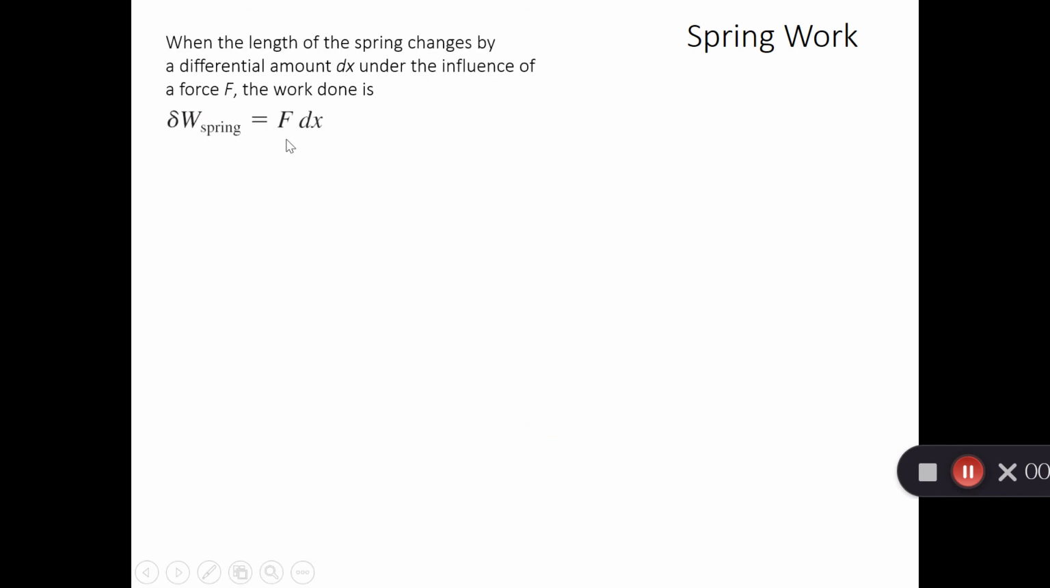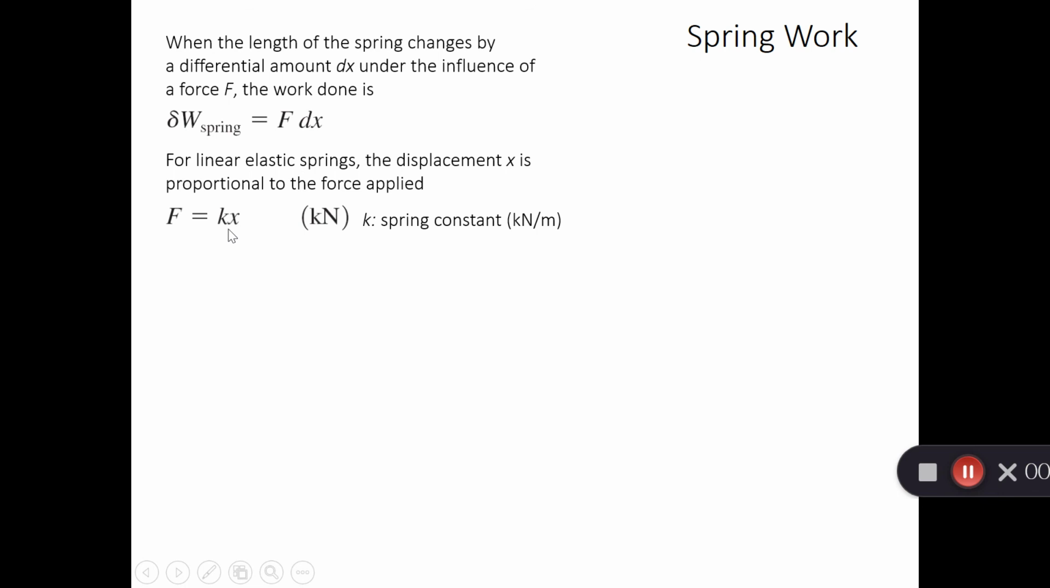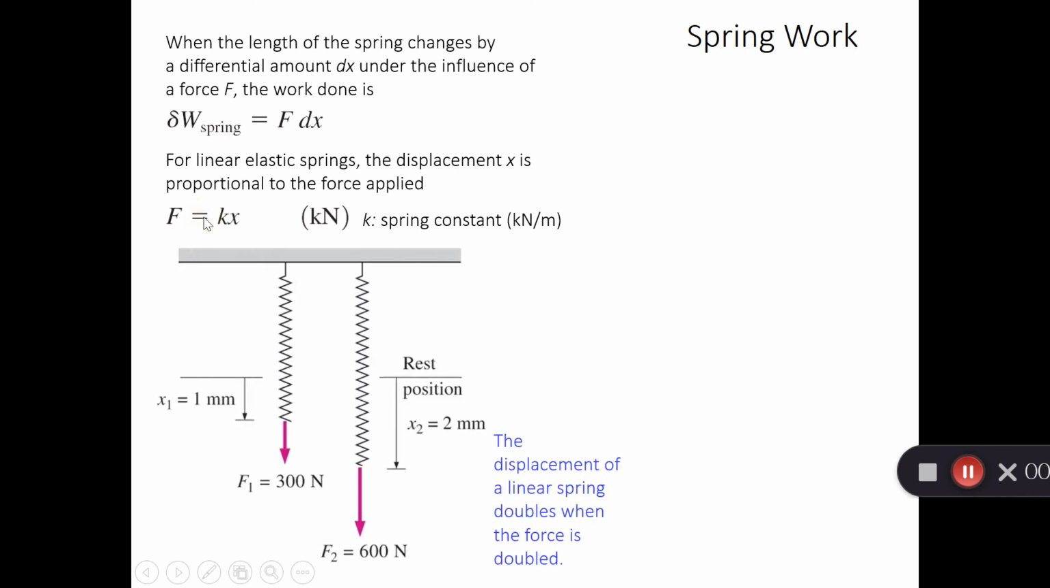Spring work, I think you've seen this equation, Fx. Spring work, W spring, equals F times the change in displacement. And F is coming from Kx. K is the spring constant. You've heard of the spring constant before. So for example, a linear spring will have a linear displacement according to the magnitude of force. If you double the force, the displacement will double. That's all.